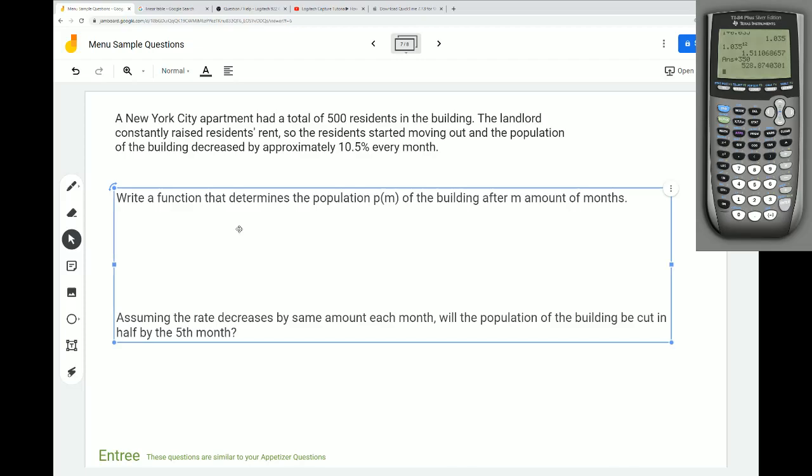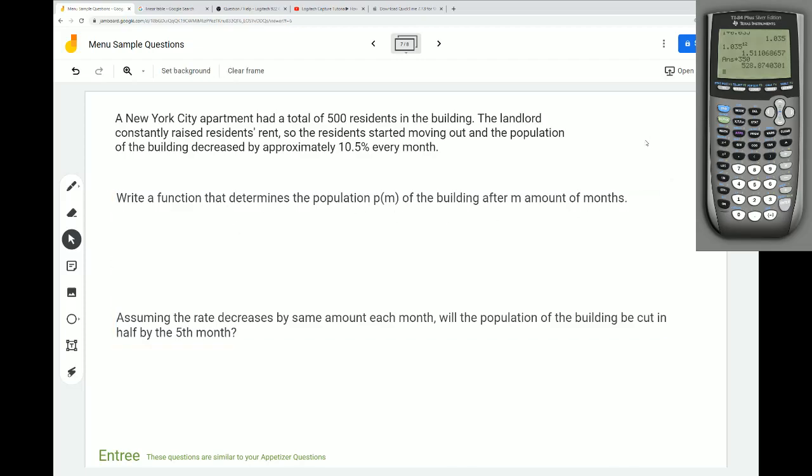Okay, we're gonna complete one more entree problem, and this one here is going to be related to exponential decay. So a New York City apartment had a total of 500 residents in the building. The landlord constantly raised residents' rent, so the residents started moving out and the population of the building decreased by approximately 10.5% every month. So we want to write a function that determines the population P of M of the building after M amount of months.